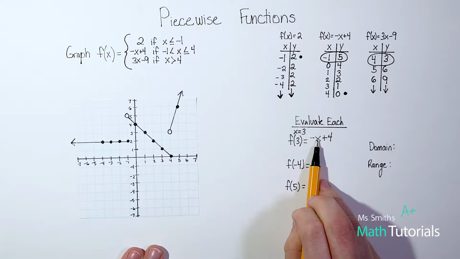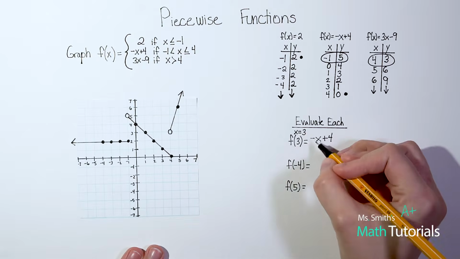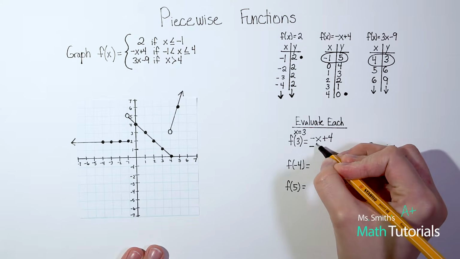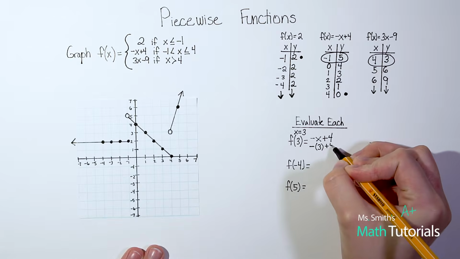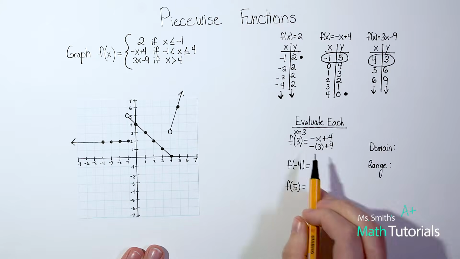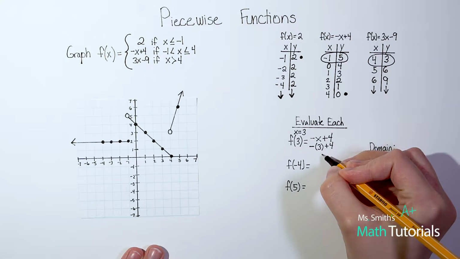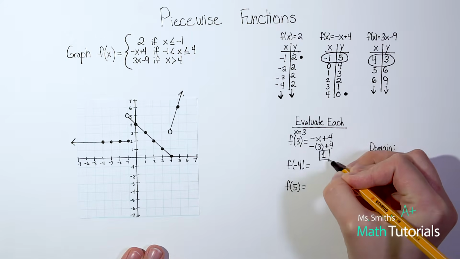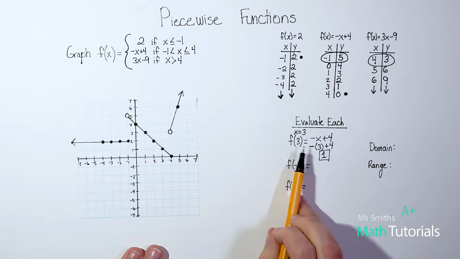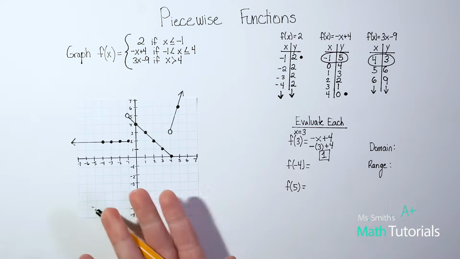And then instead of x, what are we subbing in? 3. So remember, it's -3 plus 4. And -3 plus 4 is a +1. So the answer for f of 3 is +1 for this given function.